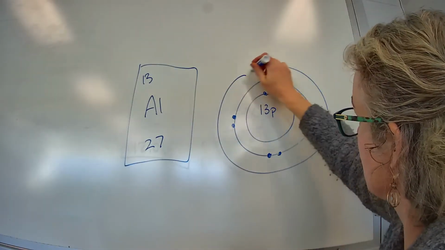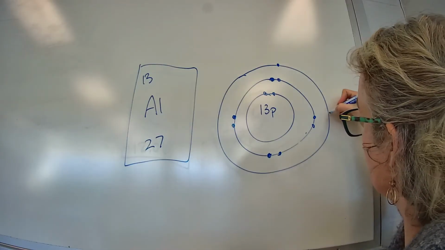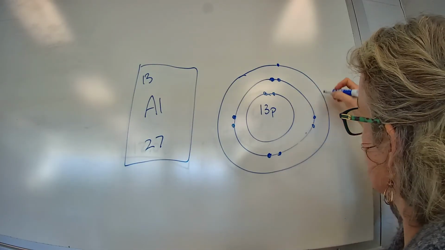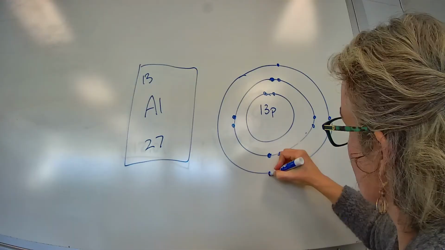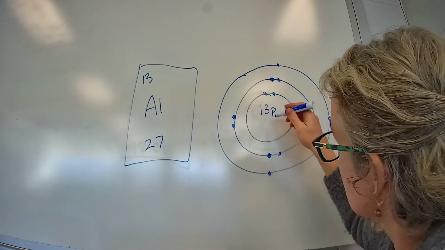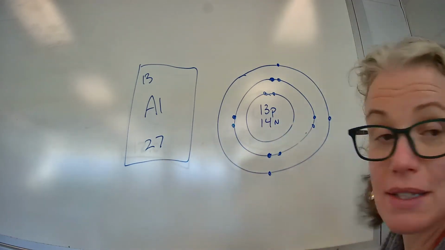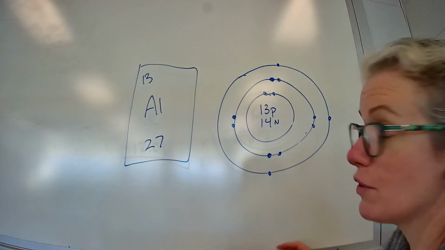Draw my third energy level. 10, 11, 12, 13. So there's the Bohr diagram, except I need 14 neutrons if the mass was 27. There's my Bohr diagram for aluminum.